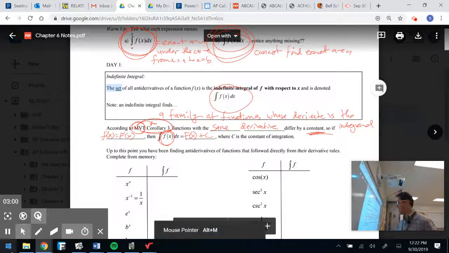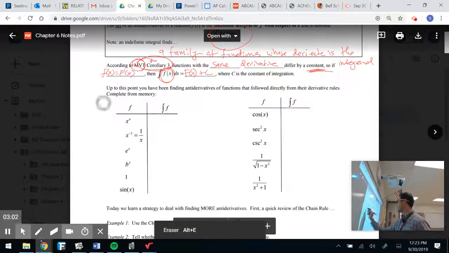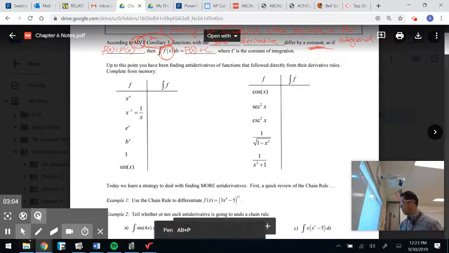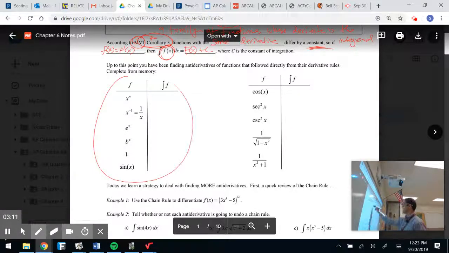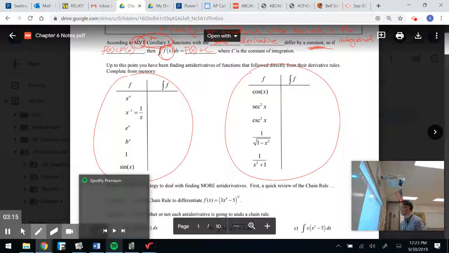Now, you're probably saying, what does all that stuff mean? You know what? It's going to make a lot of sense when we start doing a whole bunch of problems. So let's just get after this. You're going to hit pause right now. If you cannot answer these guys right now, you might be in a little bit of trouble. So see if you can hit pause and answer all of those guys.